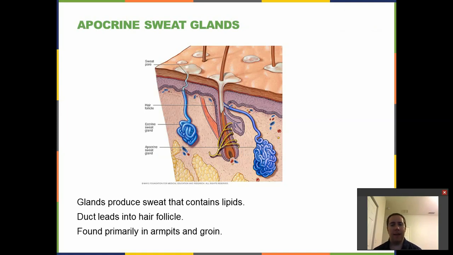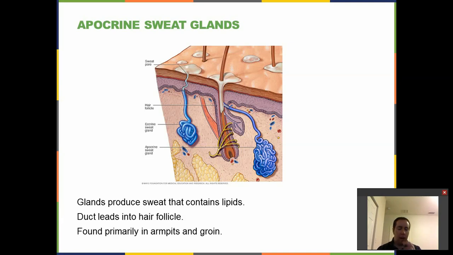The apocrine sweat glands are different. They don't dump out directly to the surface. They actually dump their sweat into a hair follicle. And so that sweat will actually come up around the hair shaft, through the follicle. The sweat that comes from an apocrine sweat gland also contains lipid or fat in it. The other sweat was just salt water. This is salt water that has lipids in it. These are found almost exclusively in the armpits and groin.